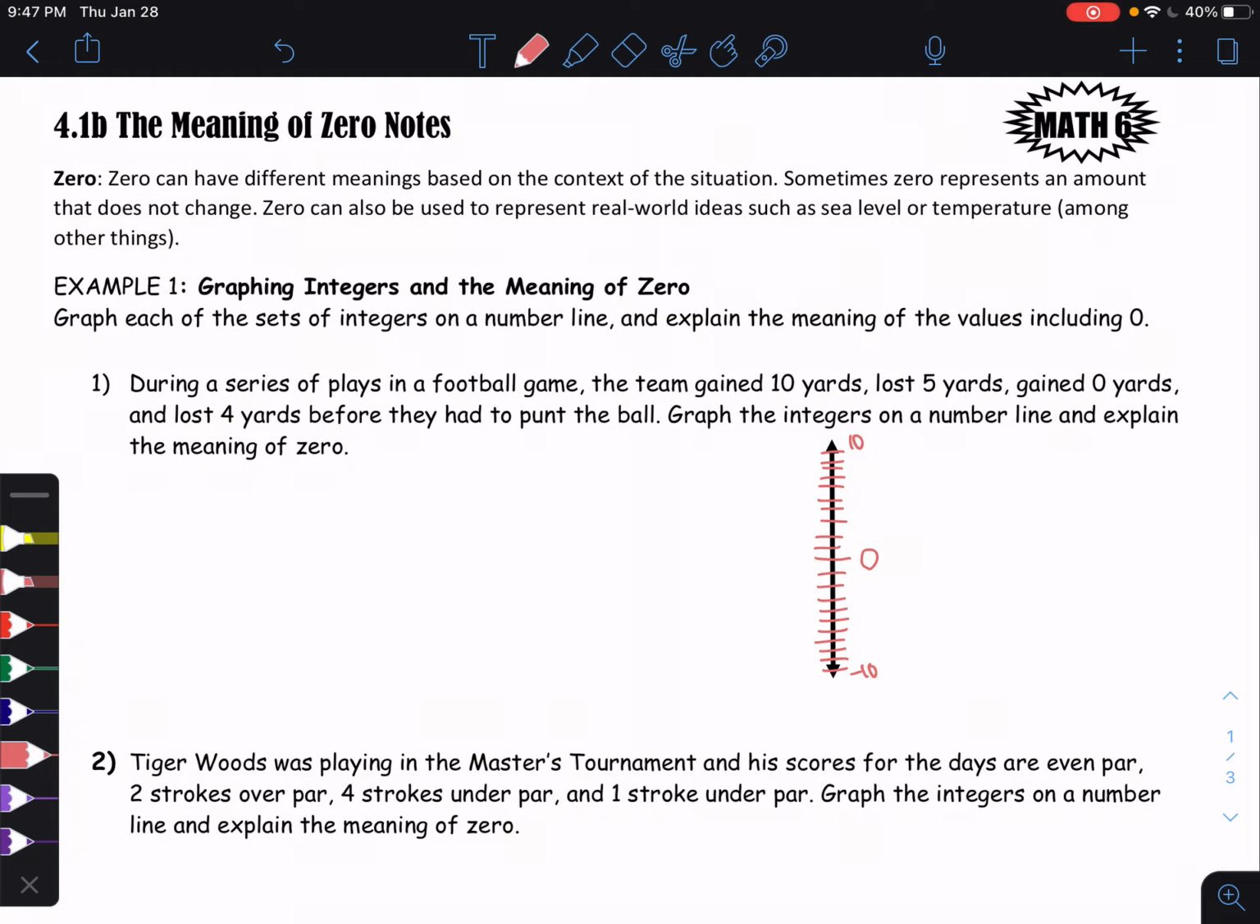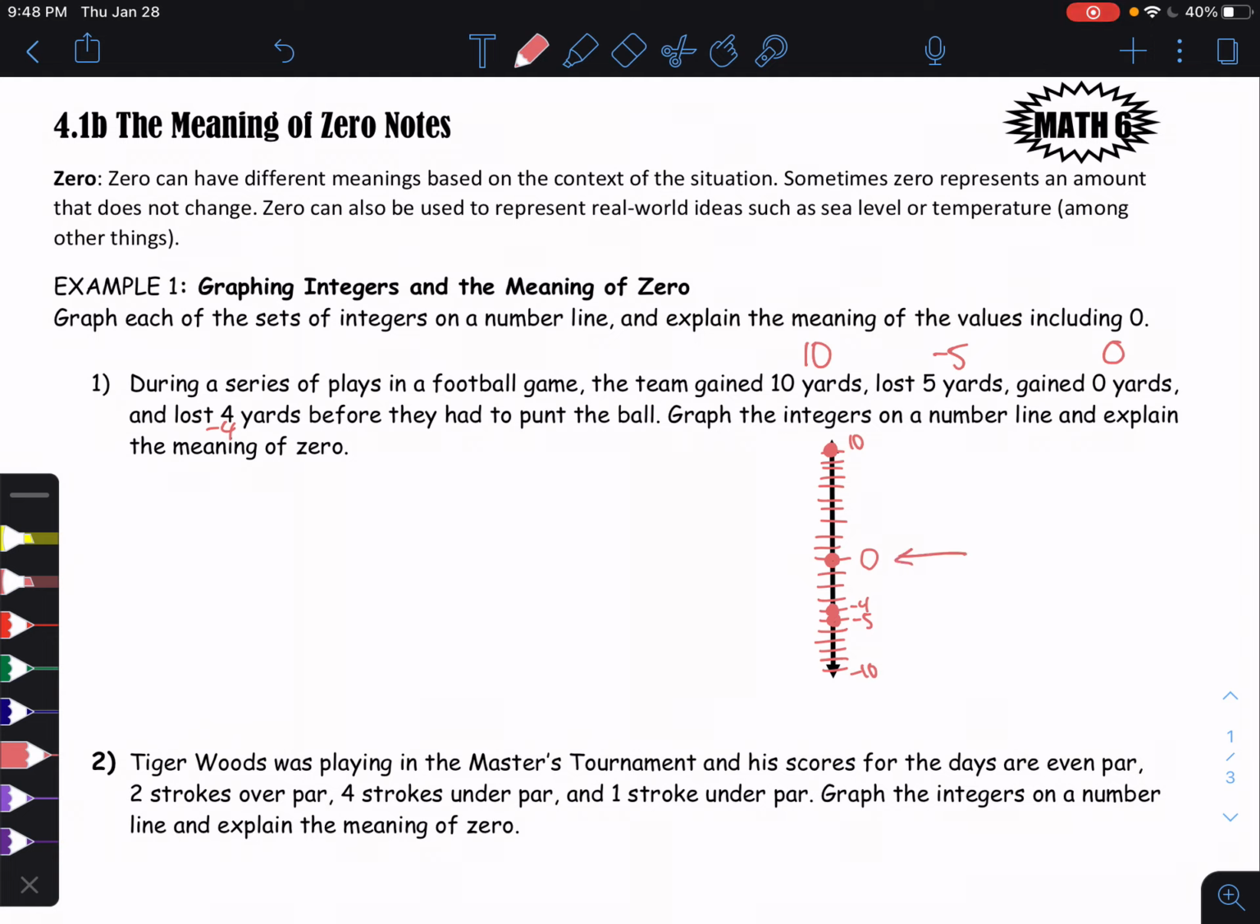It says the team gained 10 yards. Then they lost 5. So 1, 2, 3, 4, 5. They gained 0, and then they lost 4. So I'm going to have 1 right next to 5 here at negative 4. So this is negative 5, this is negative 4. So here's my graph of the integers on the number line: positive 10, negative 5, 0, and then negative 4.